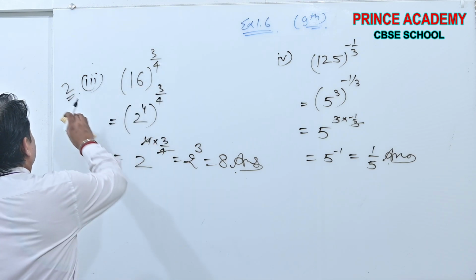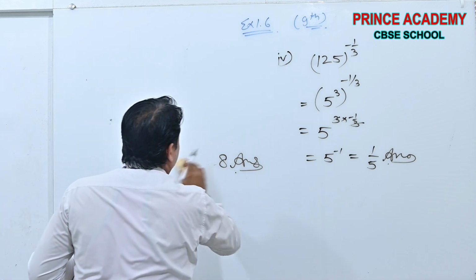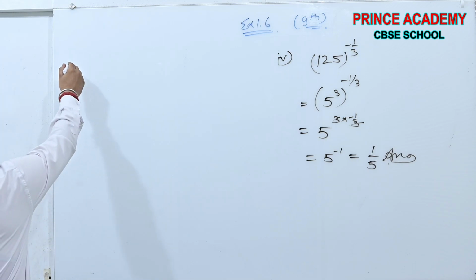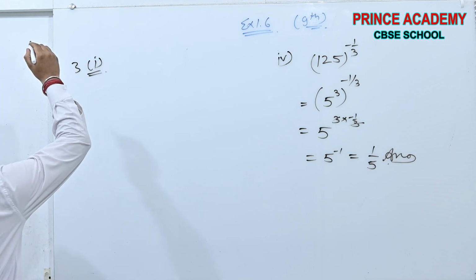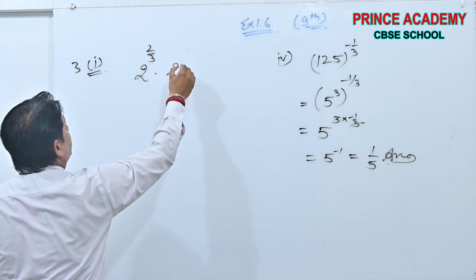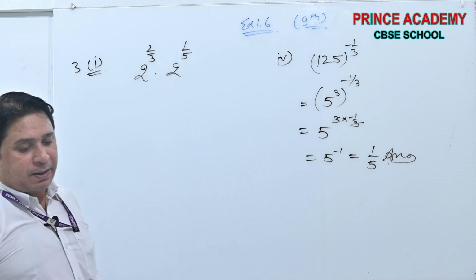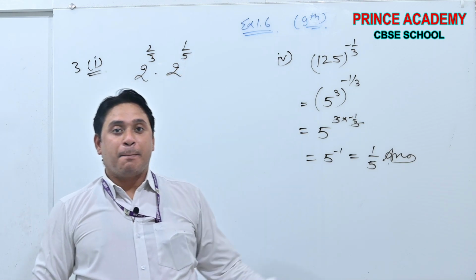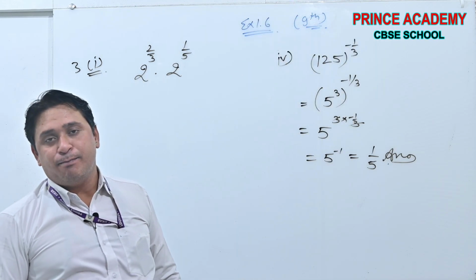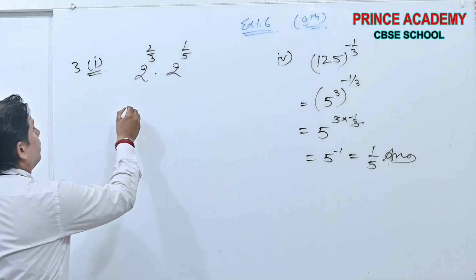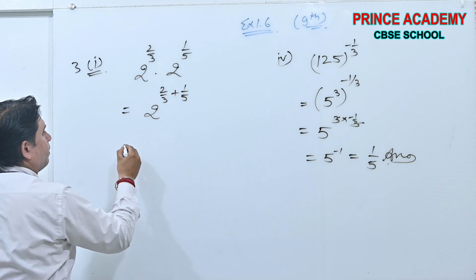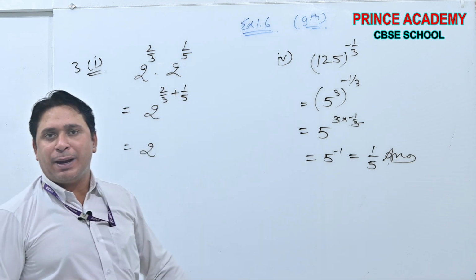So simple questions. These are exercise 1.6. The last question, number 3, part first. Here is given 2 raised to power 2 by 3 into 2 raised to power 1 by 5. See beta, first rule: bases are same, powers should be added. Bases are same, powers will be added. See, 2 by 3 plus 1 by 5.